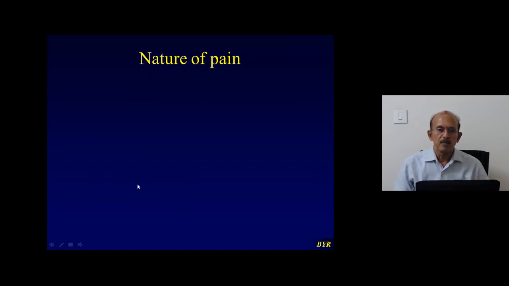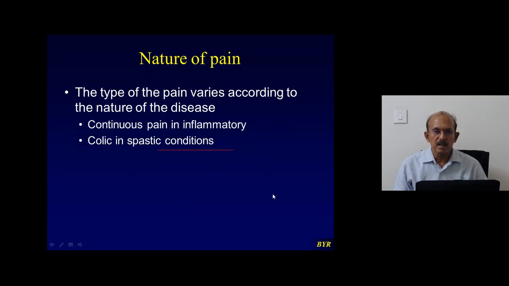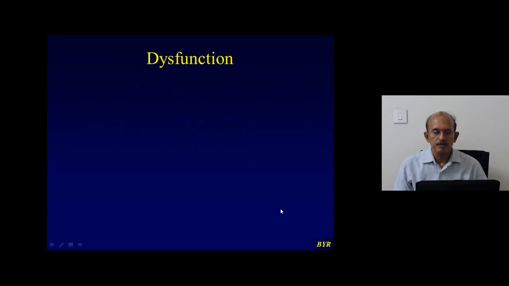Then coming to the nature of the pain: the type of pain varies according to the nature of the disease. It may be continuous pain in inflammatory conditions, colicky pain in spastic conditions. Next, dysfunction of the viscera. When our gut is diseased, there will be dysfunction. That means its functional status gets altered or deranged. That produces dyspepsia.